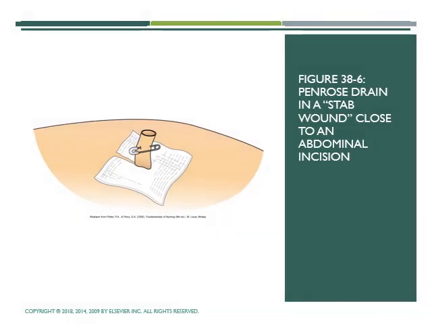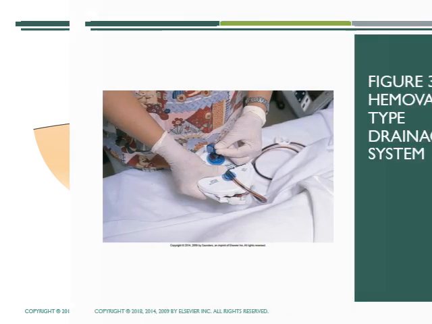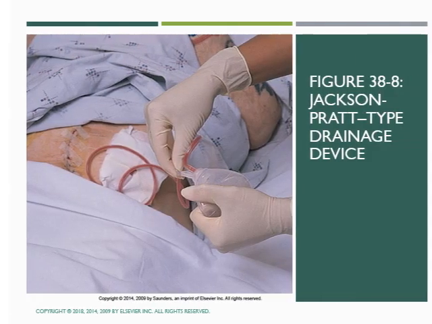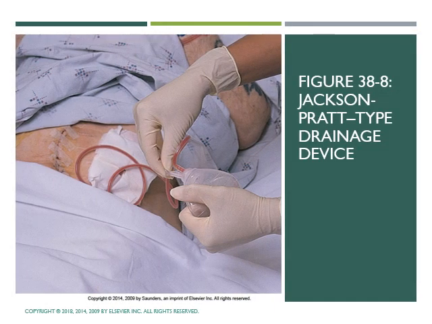Figure 38.6 can be found in your textbook on page 767. This is an example of a Penrose drain. This is an example of a Hemovac drain system. This can also be found in your textbook on page 767. And here you have the Jackson Pratt type of drain.